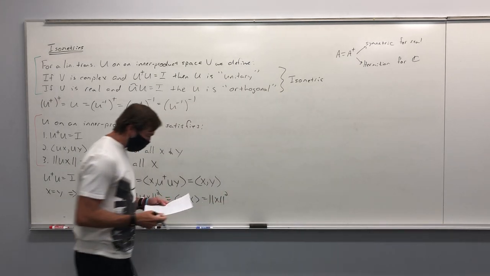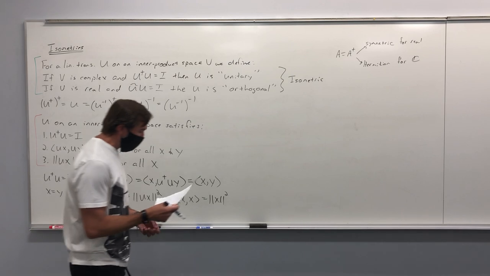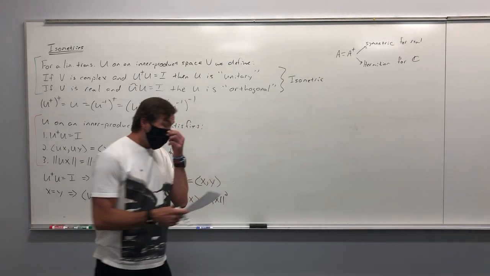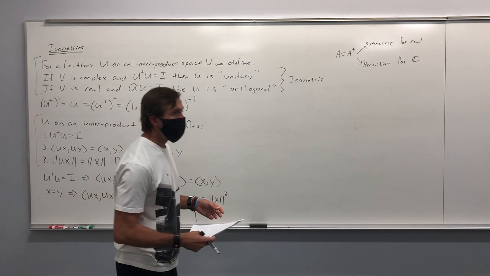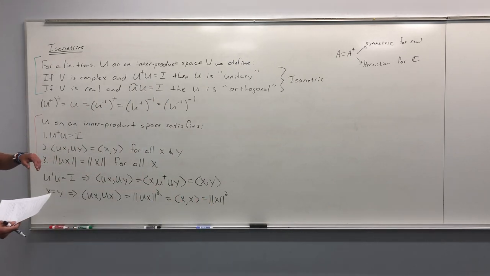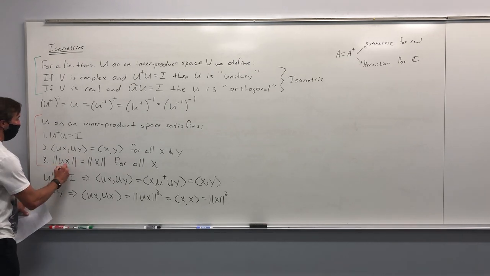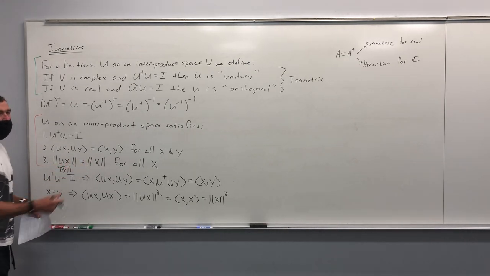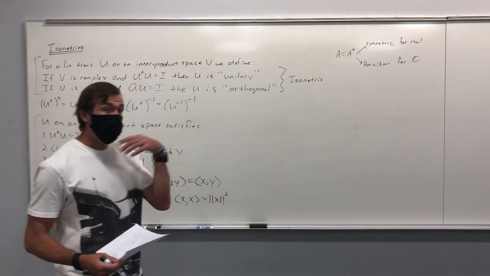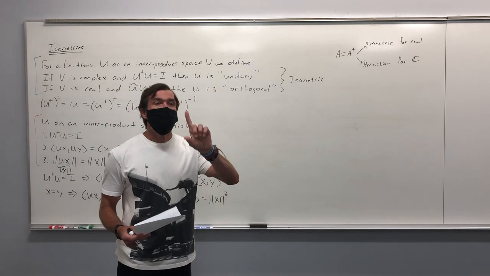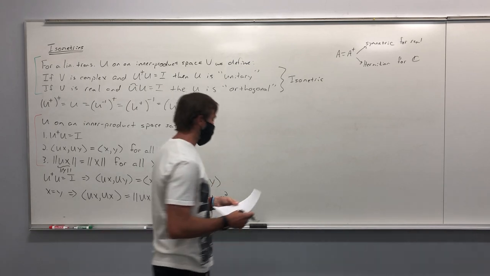At any rate, isometries are transformations which clearly maintain the length of vectors that they're transforming. If I transform the vector x by an isometry, that resulting vector, which I can call y, has the same magnitude as the vector I started with. So isometries preserve length. They also preserve angles between vectors.